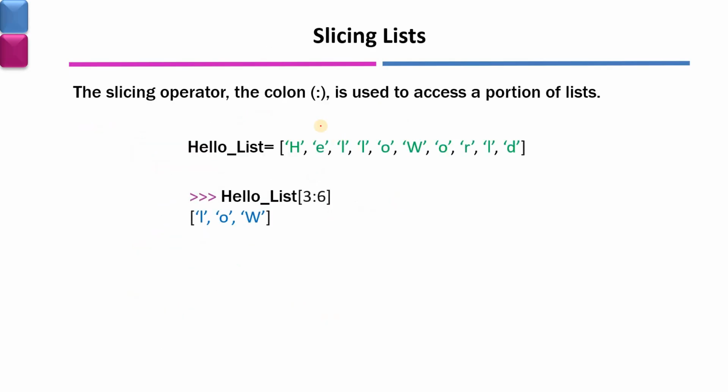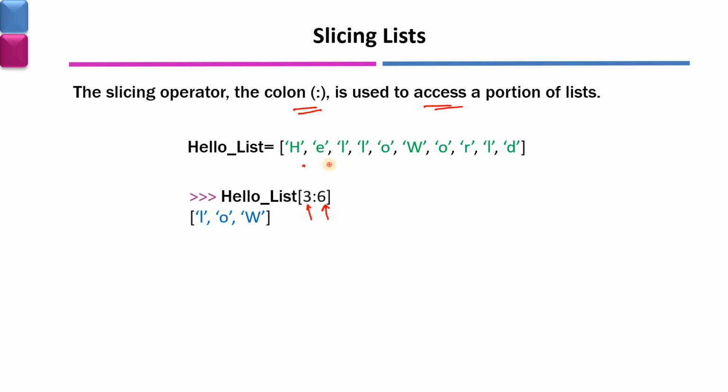Slicing operator: just like with strings, it uses the colon operator to access a portion. If the list contains HELLO WORLD, like this I have created a list, and if you write the list within brackets 3:6, that means it will start from 3 and end at 6 minus 1. Remember, this is very important.